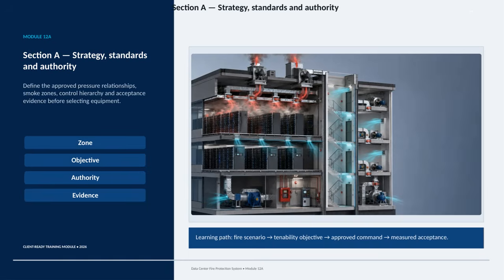The central message is that equipment selection comes later. First, I need to define the conditions the system must support, the decisions it is allowed to make, and the evidence that will demonstrate successful performance.